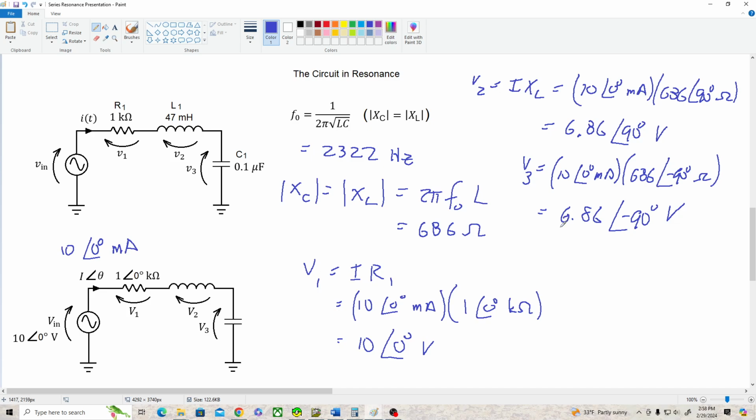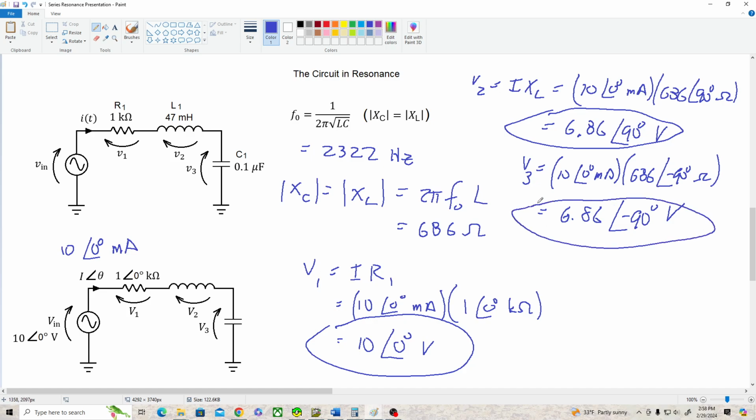All right, so there are our three voltages. We've got 10 volts here at 0 degrees. That's the drop on the resistor. The drop across the inductor, 6.86 at 90 degrees, and the drop across the cap, 6.86 at negative 90 degrees.